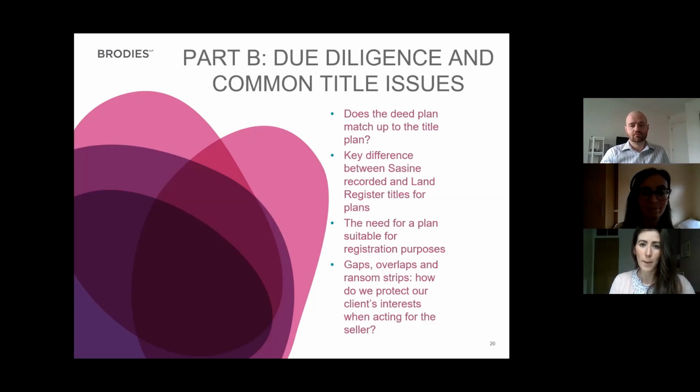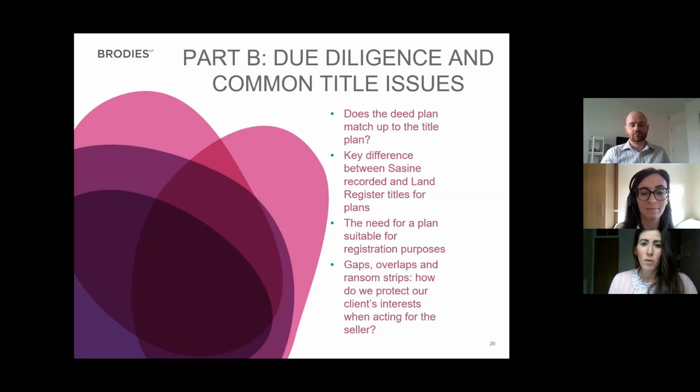So with overlaps, depending on the importance of the area concerned for the deal, it may be possible to drop this area completely, failing which we will need to approach Registers of Scotland and the other owner to rectify the title, which can be expensive and cause delay to the transaction. With gaps and ransom strips, these can be problematic if the seller does not own the full extent of what they think, as access to the site may be required through one of these areas. Similarly, they might be required to lay services through as well.